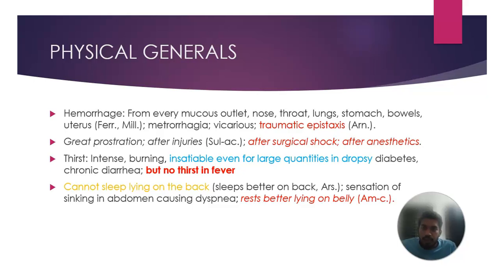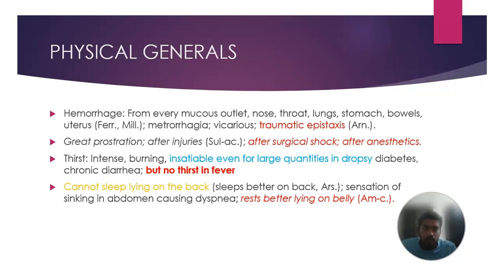Physical generals: you have hemorrhage. Now the acetic acid group has an affinity for causing hemorrhage, a general tendency of burning, and profound prostration. So that should be applicable to acetic acid here. Hemorrhage from every mucous outlet: nose, throat, lungs, stomach, bowels, as well as uterus. In brackets you have Ferrum metallicum as well as Millefolium, metrorrhagia, and then vicarious menstruation.